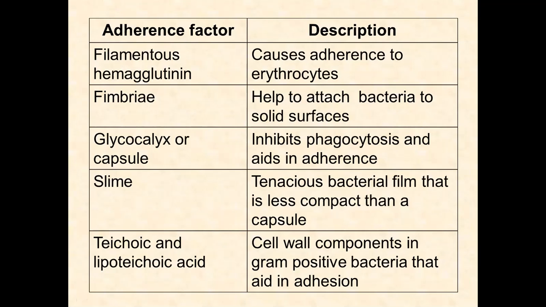Glycocalyx or capsule mostly inhibits phagocytosis, but also participates in adherence. Slime, which is larger than capsule, participates in the production of biofilms, which are very important as an adhesive factor. And teichoic and lipoteichoic acids in gram-positive bacteria also serve for the attachment to the host cells.